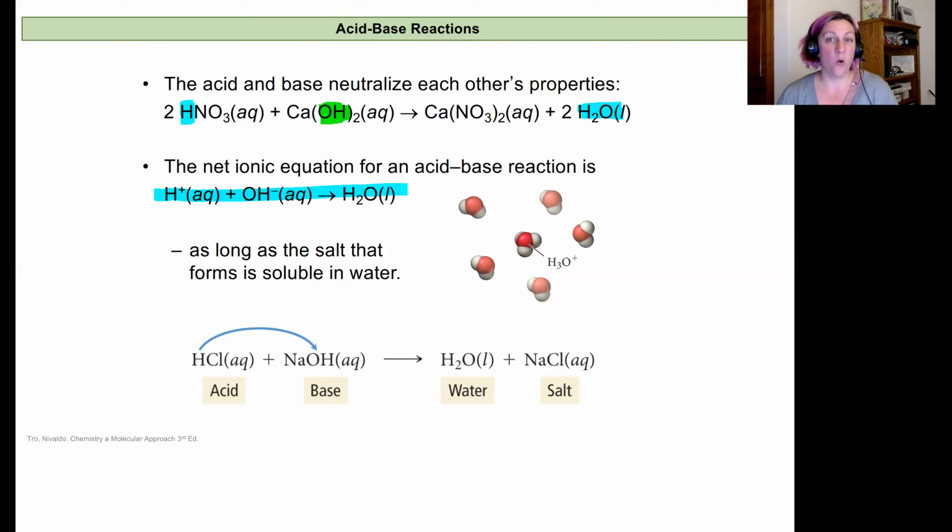And we'll see water and a salt form typically. Here's another example below of hydrochloric acid and sodium hydroxide, which we were talking about earlier. Again, we're going to take the hydrogen from our acid and the hydroxide from our base, and they're going to combine to form water. That's going to leave behind a chloride anion and a sodium cation that will combine to form a salt that dissolves in water, that's aqueous.